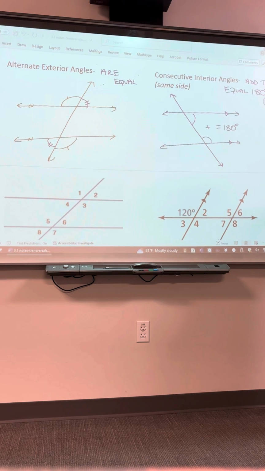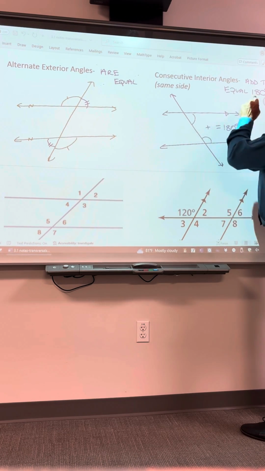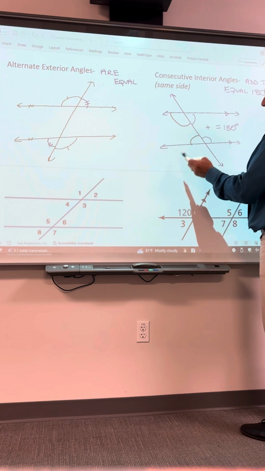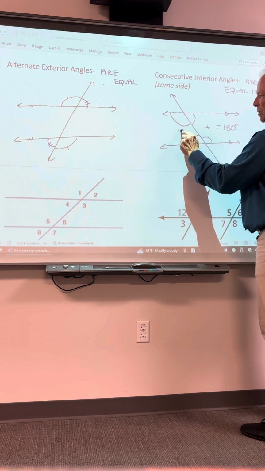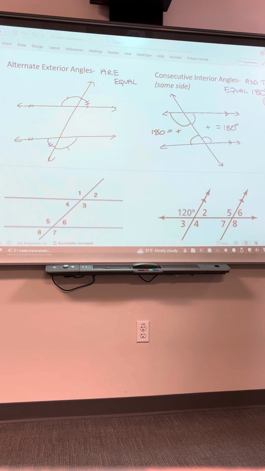There's two pairs of these. These two will add to equal 180, and then these two will add to equal 180. There's the acute, there's the obtuse, and these will add to equal 180. Okay, so there's two pairs.